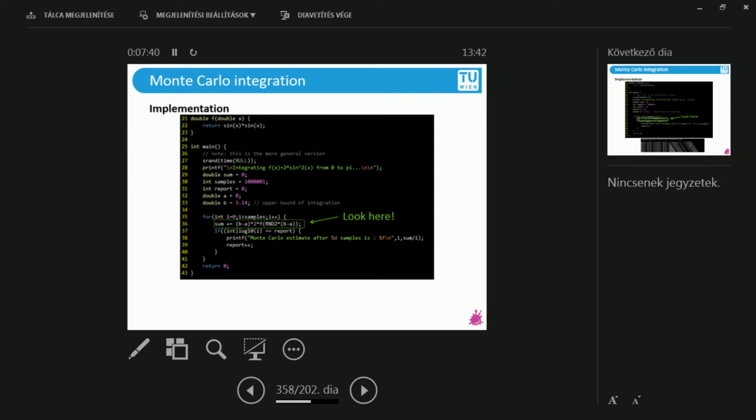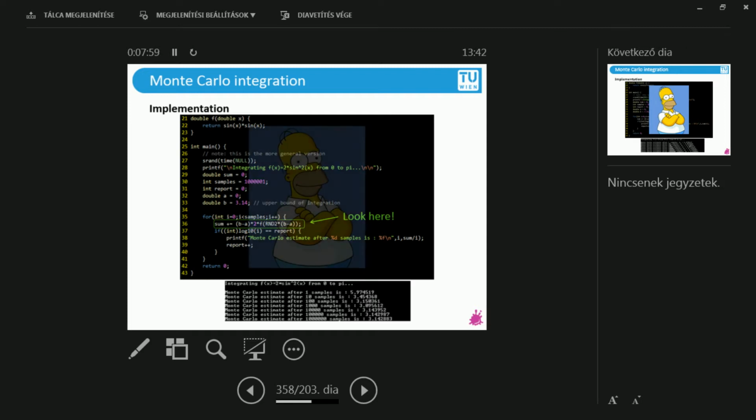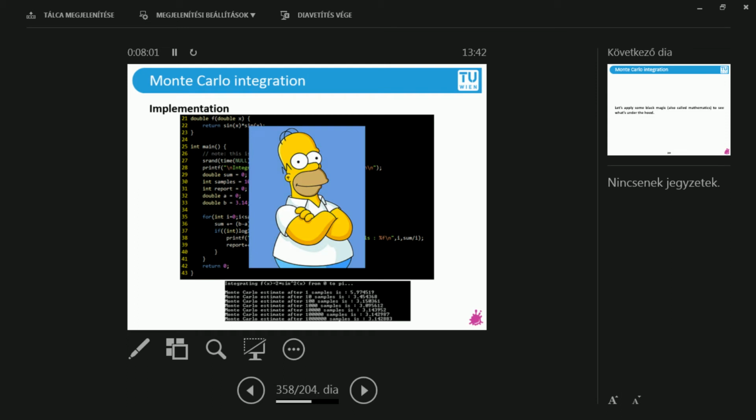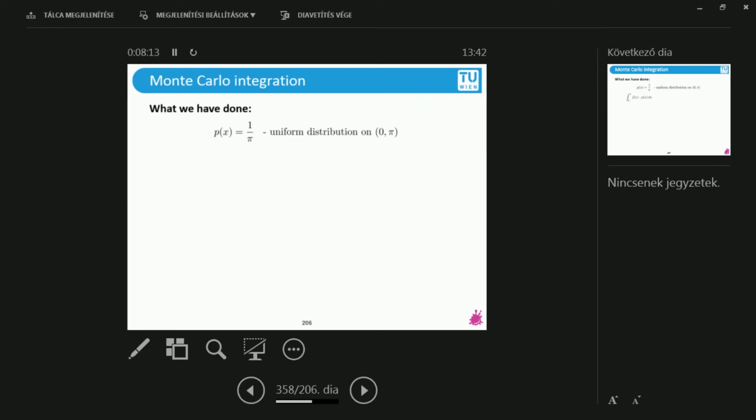So let's change the code. I multiply the previous function with the integration domain, which is from 0 to pi, and this is what I multiply. And obviously, I will get pi as a net result, which is the correct solution for the previous integral. Now, this is great, and this looks very simple. Apparently, this technique seems to work. But we still don't really know what is happening here, so we should use some black magic, or mathematics, if you will, to see what is going on under the hood.